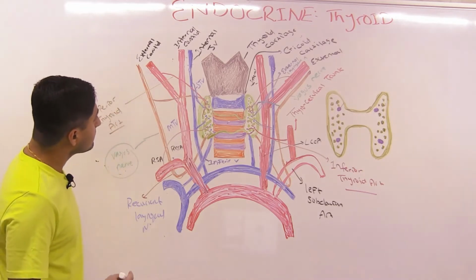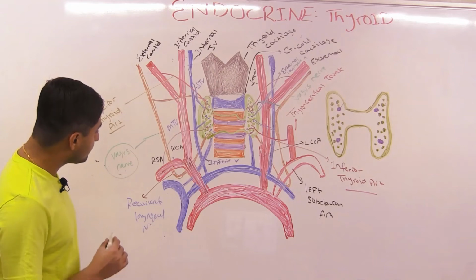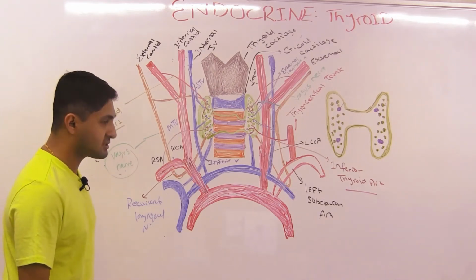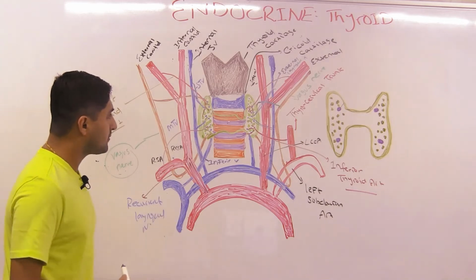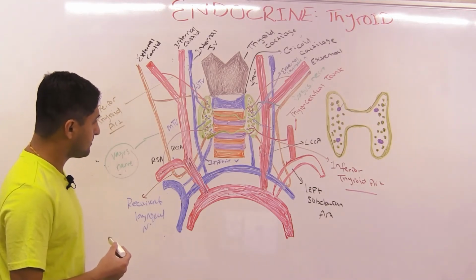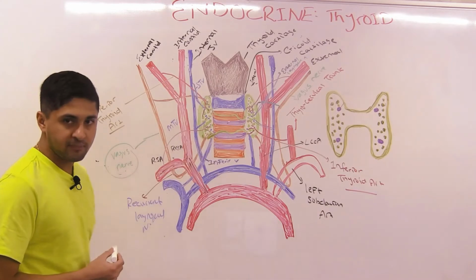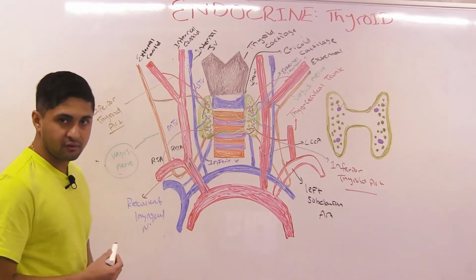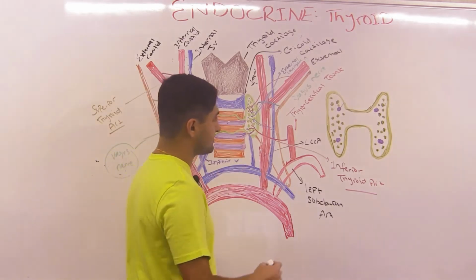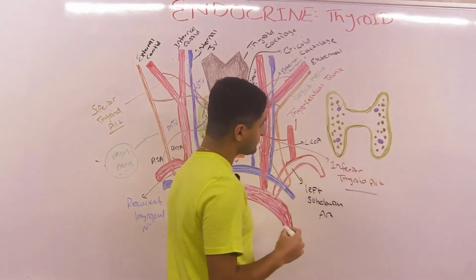Now, once we have talked about this, you know the blood supply and the venous system of your thyroid gland. Next we have to talk about the structure of the thyroid gland. You have to look at this. As we said, the thyroid gland is a butterfly-shaped structure. So come back here.